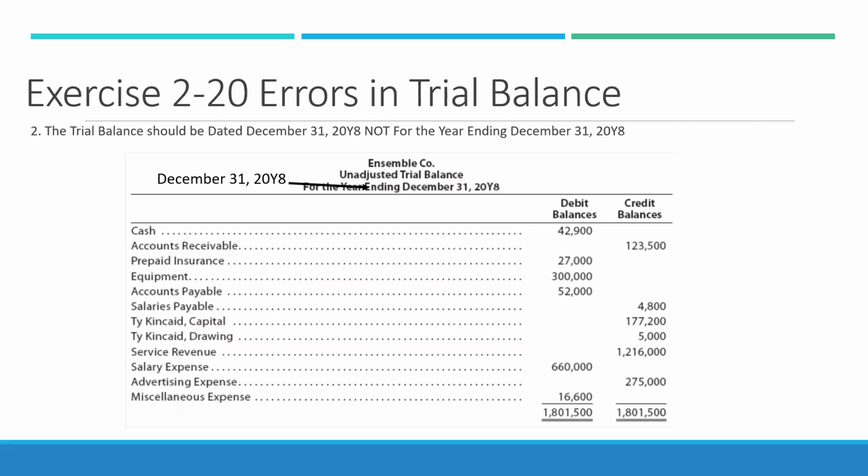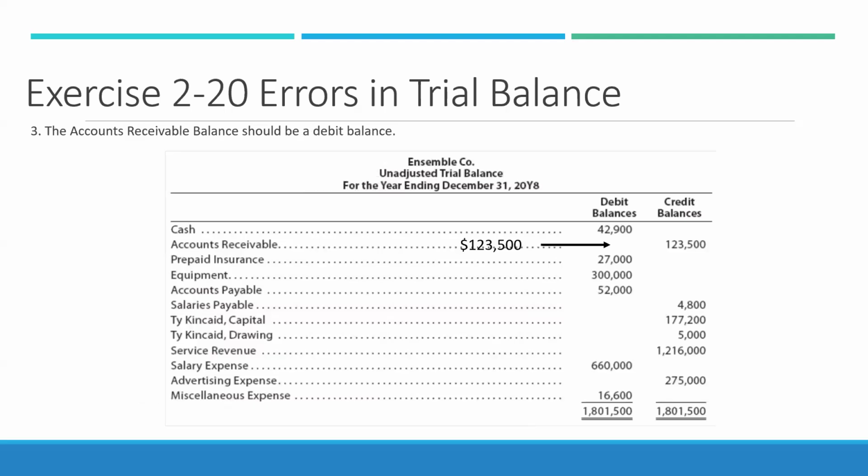Additionally, it's not for the year ending, it's as of December 31st. The trial balance is a snapshot in time. It's as of the end of the period. This is what the account balances were. Accounts receivable is a debit, not a credit. The accounts payable should be as a credit, right? The drawing account should be a debit, and the advertising expense should be a debit.